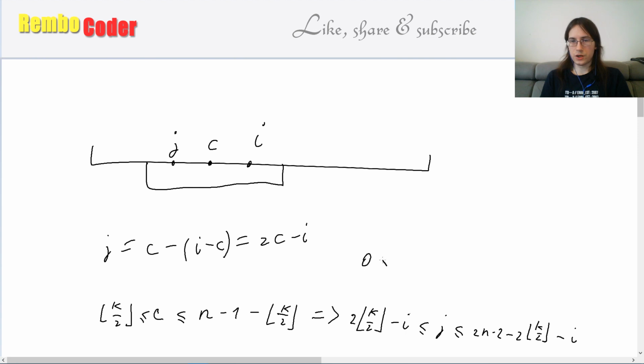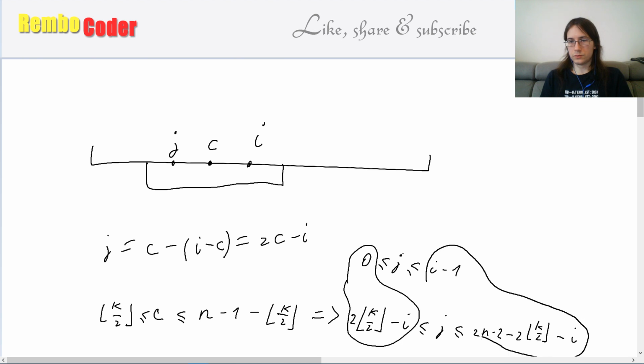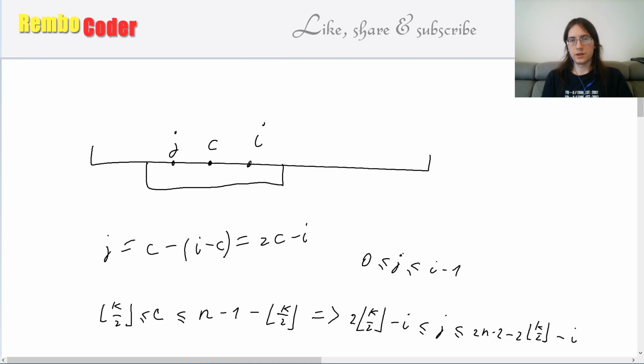On the other hand, j must be just not negative and less than i. So j must be no less than the maximum of these two and no more than the minimum of these two. And of course, j must have the same parity as i, because c must be integer. So now the remaining problem sounds like this. We have a sequence of queries. For each query, we want to take elements on either even positions or odd positions of some subsegment and tell how many of them are not equal to some value x.